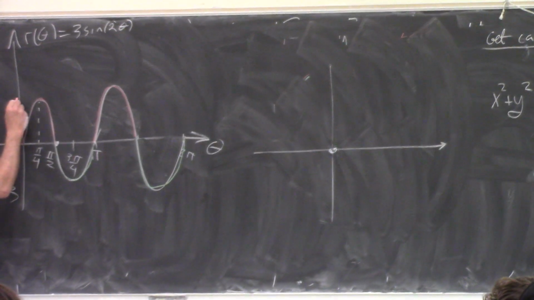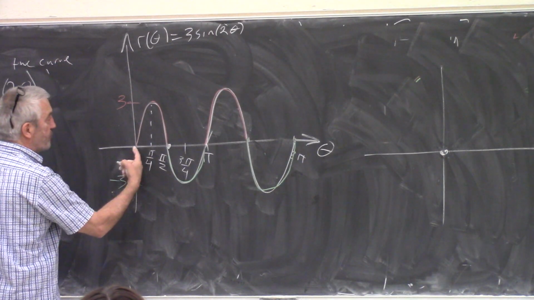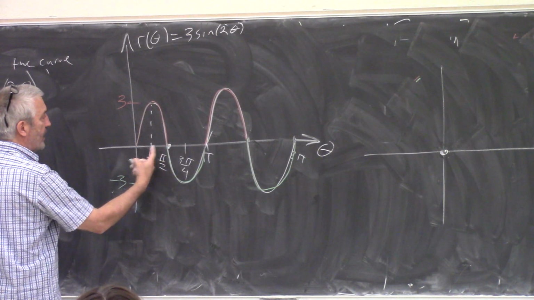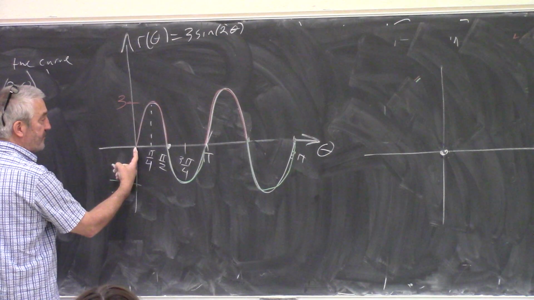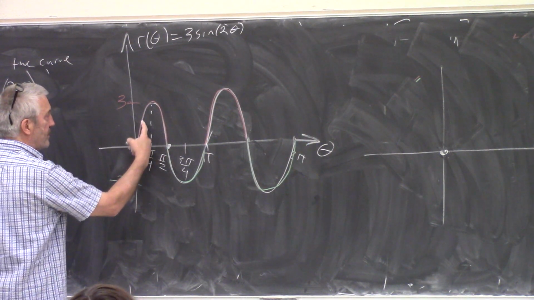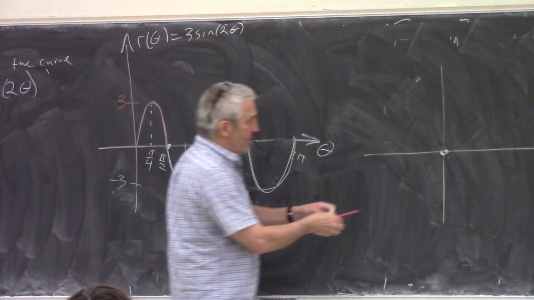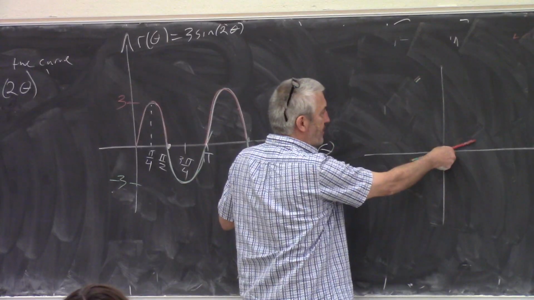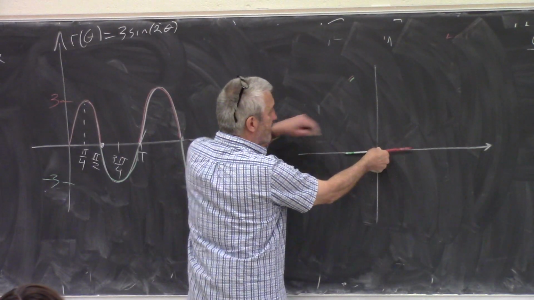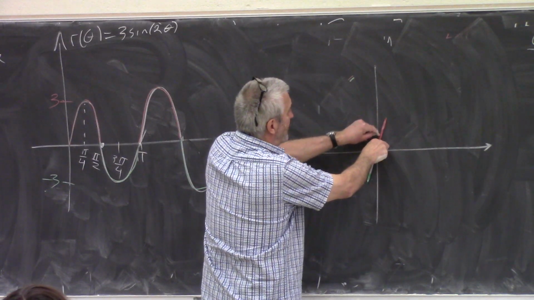This is r equals 3, and this is r equals negative 3. This is what's telling us about r as theta sweeps from 0 to pi over 2. R grows from 0 as high as 3 and back down to 0. So how's that going to look? As theta sweeps from 0 to pi over 2, r is going to start at 0, get as big as 3, and come back down to 0.